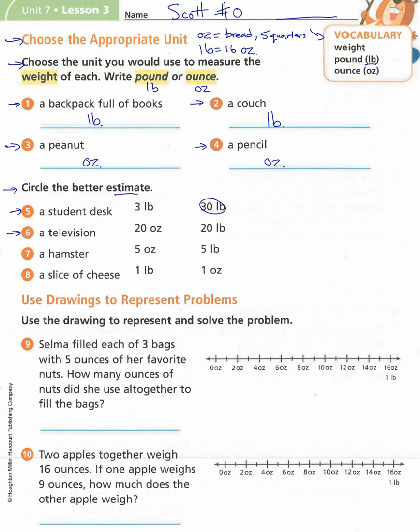How about a television? Number 6, a television. 20 ounces or 20 pounds? Remember, 20 ounces is just a little bit more than a slice of bread. So hopefully your television, although they're getting pretty light, but not that light, we're going to go with 20 pounds. Now a hamster. Would you say a hamster weighs 5 ounces or 5 pounds? Well, yep, hopefully you said it's 5 ounces. And then a slice of cheese, number 8, a slice of cheese. Well, unless it's a really big slice of cheese, hopefully you just circled 1 ounce.